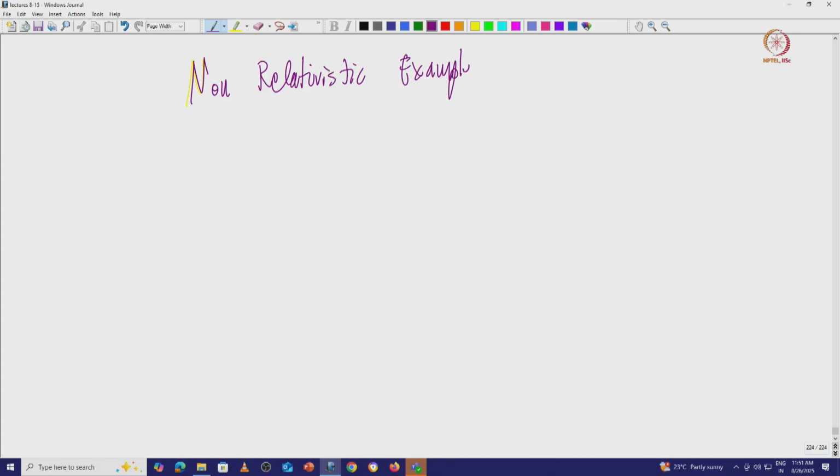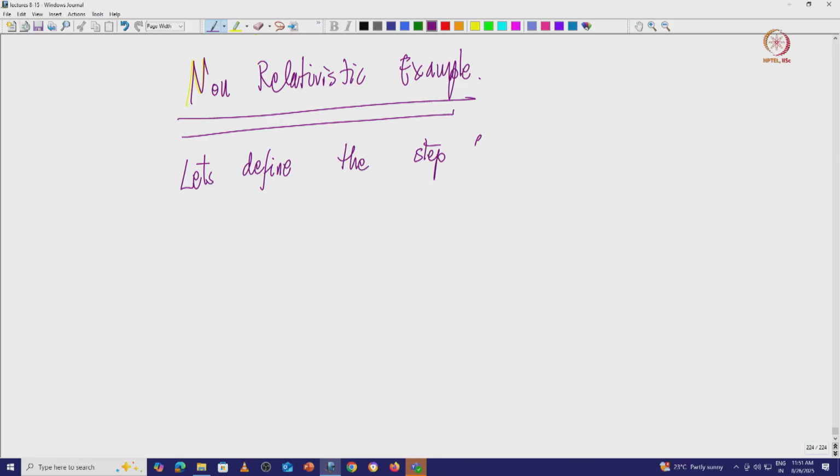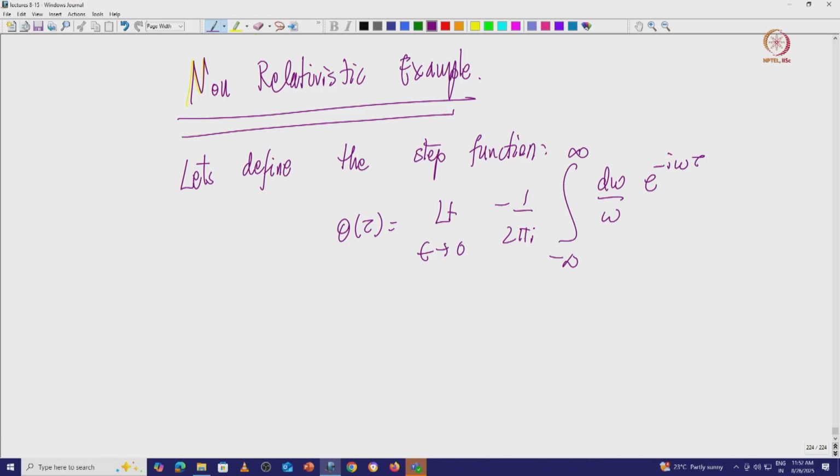We will just go through this example very fast, and you can do it as a homework essentially. Let us define the step function theta of tau is equal to limit epsilon tends to 0 minus 1 by 2 pi i integral minus infinity to plus infinity d omega by omega e power minus i omega tau, omega plus i epsilon.